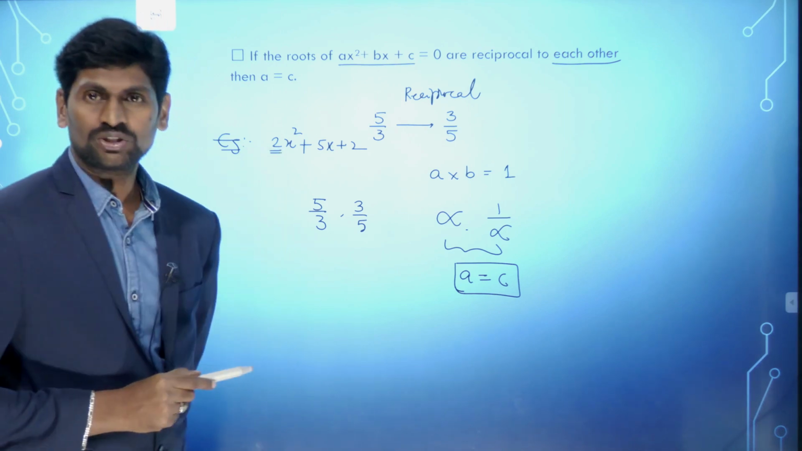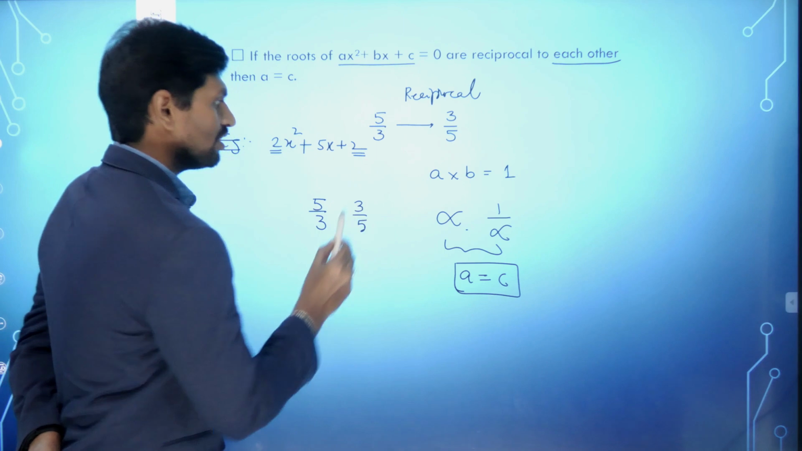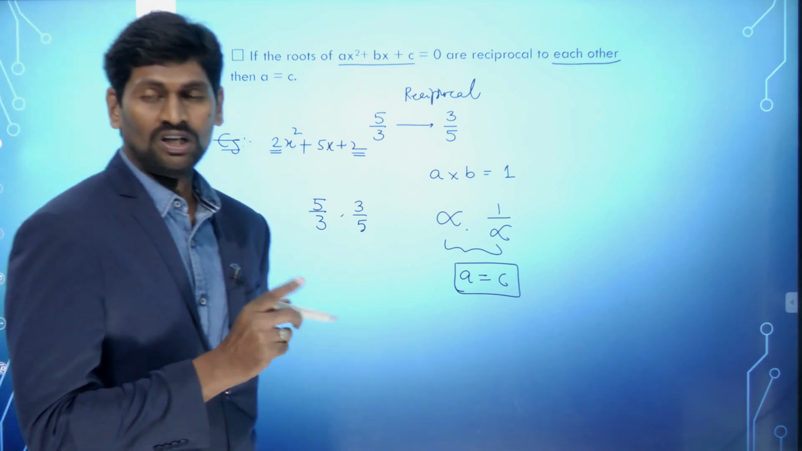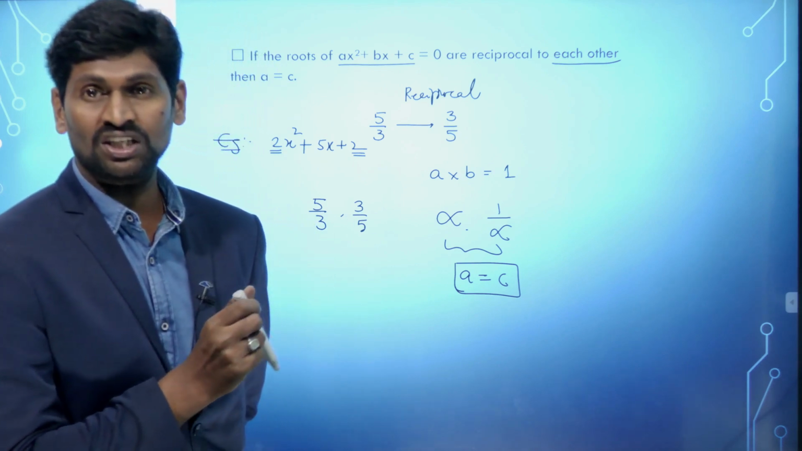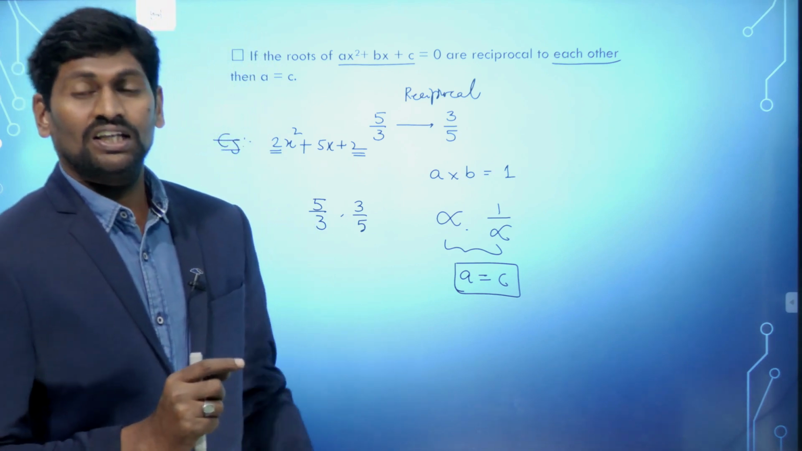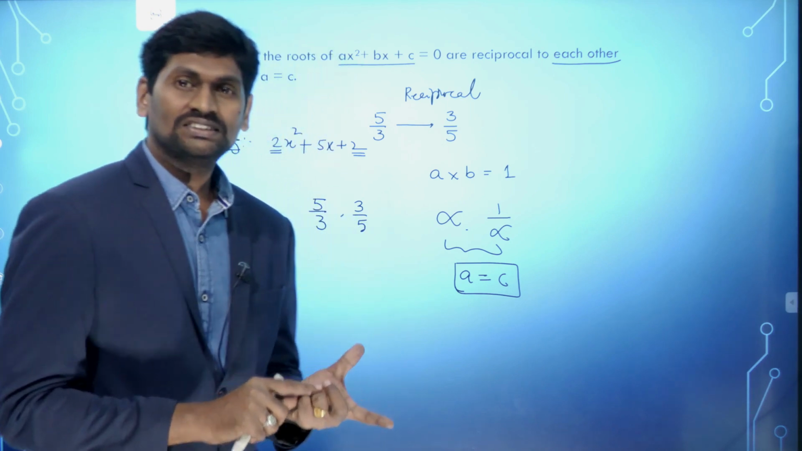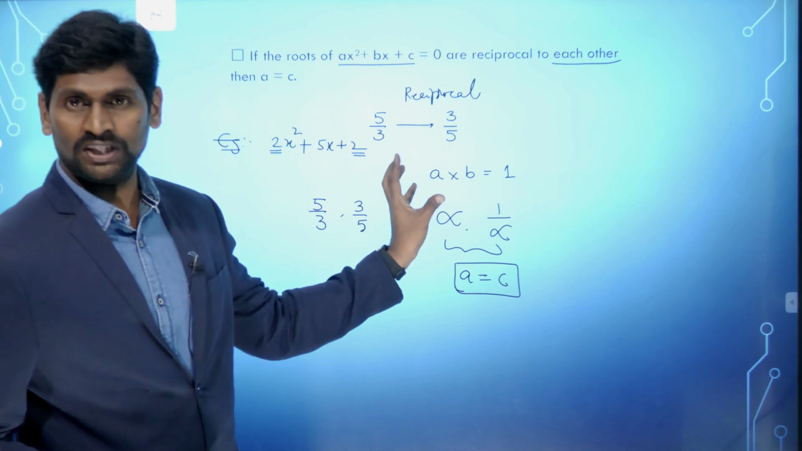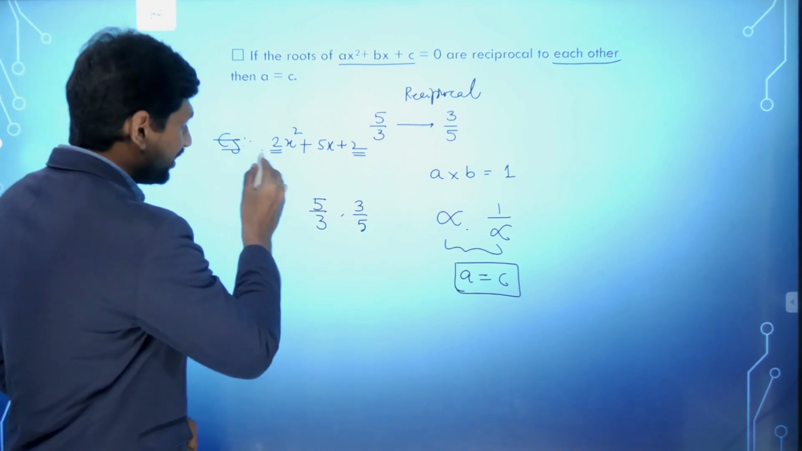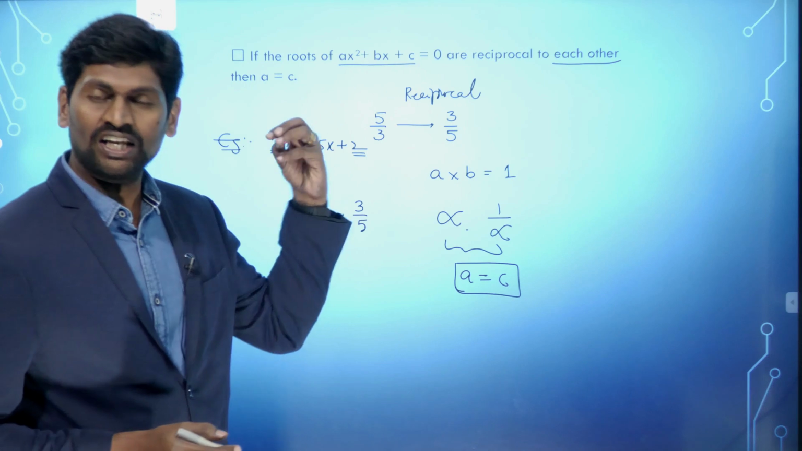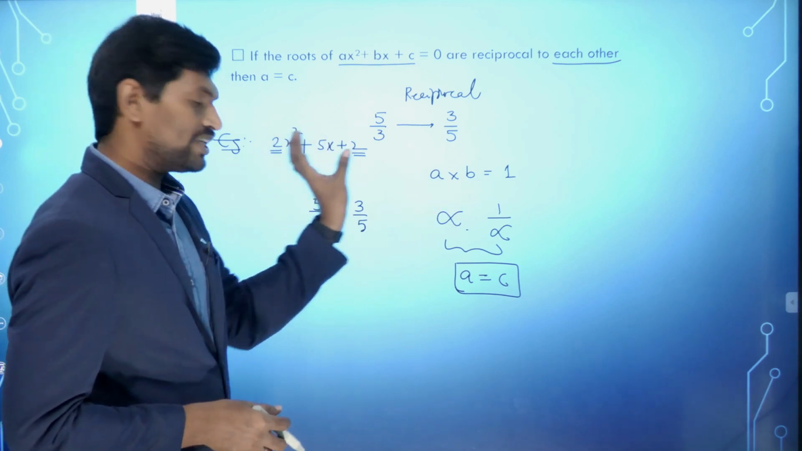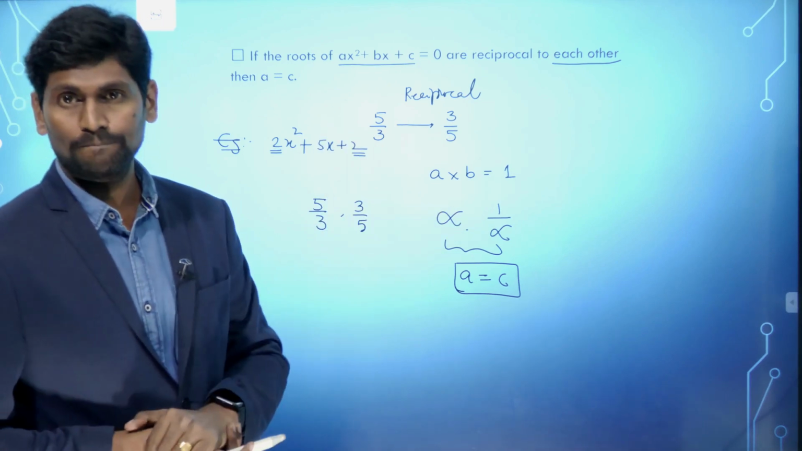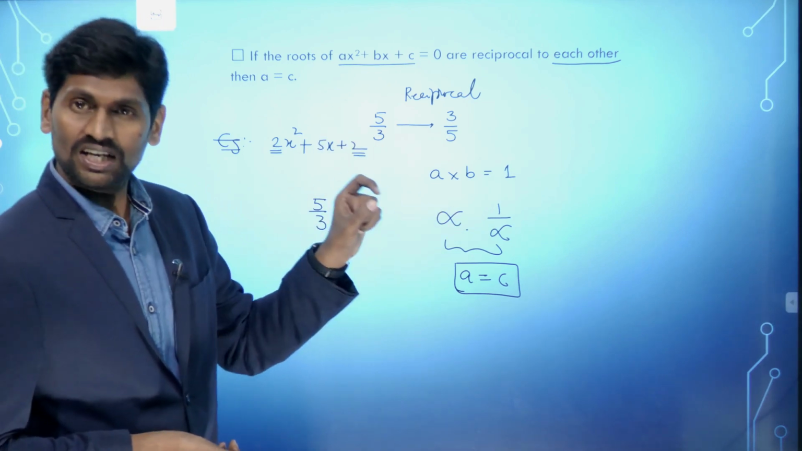X square coefficient 2, constant term also 2. That doesn't mean the roots of the quadratic equation need not be reciprocal. If the roots are reciprocal, then definitely the x square coefficient and constant term will be equal. But for every equation, if you take an equation blindly like this, A value and C value equal, it doesn't mean their roots are reciprocal. Okay? It doesn't mean their roots are reciprocal.